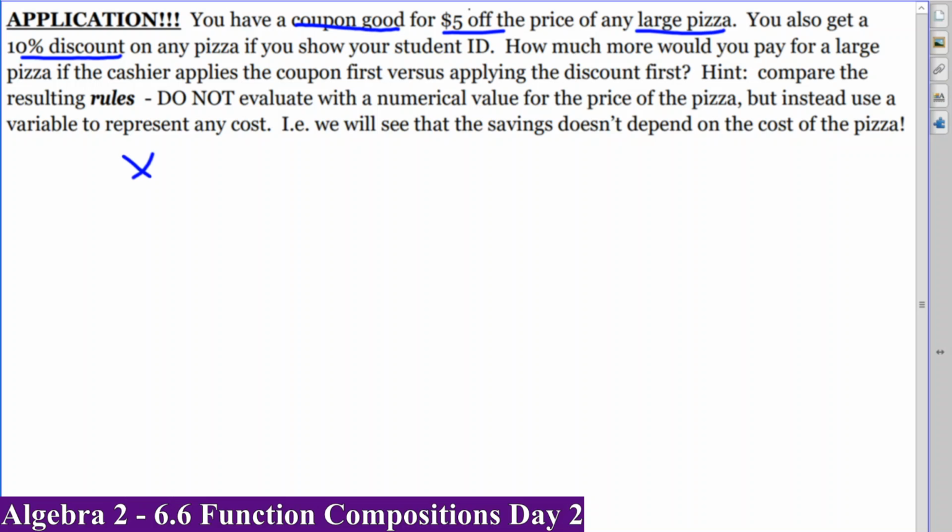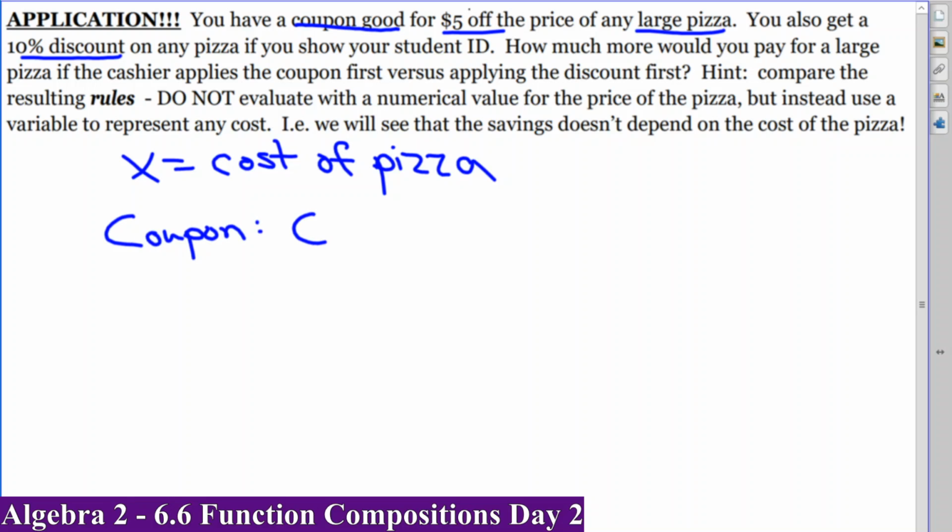We're going to say x represents the cost of the pizza. Okay? And we're going to say that the coupon is going to be represented by the formula C of x is equal to the price of the pizza x minus $5. Right, so x minus 5, cost of pizza minus $5. $5 off. The discount is going to be represented by d of x.